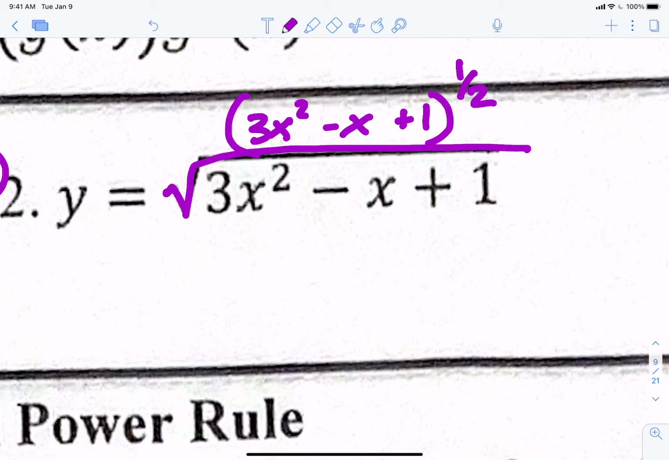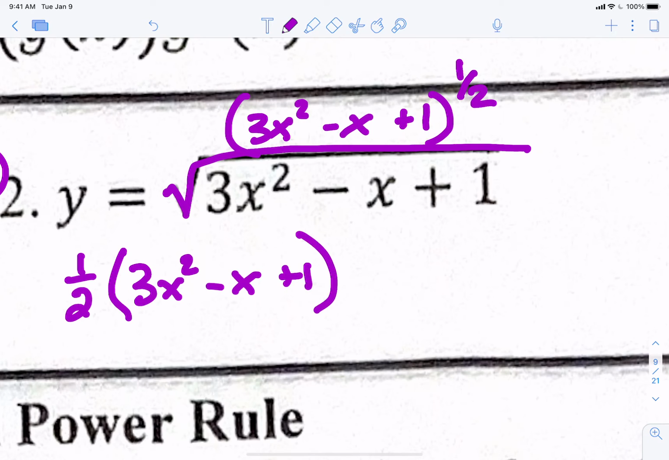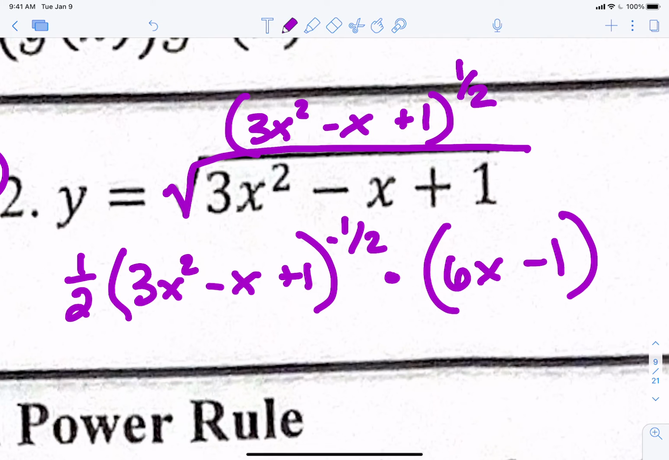1/2 power is square root. So move the 1/2 down in front. Leave the inside, 3x squared minus x plus 1. And then I subtract 1 from the exponent. If I take 1/2 and subtract 1, what is it now? Negative 1/2. Then times the derivative of the inside: 6x minus 1. Okay, now here's how I simplify these.